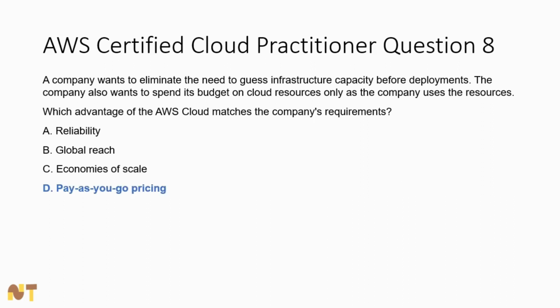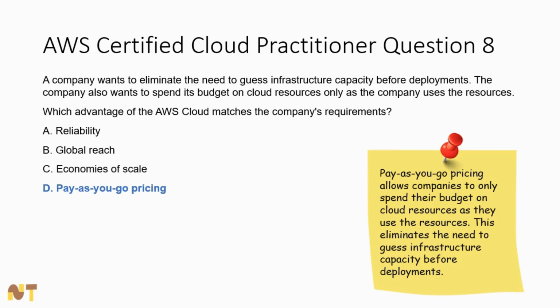Pay-as-you-go pricing, which allows a company to only spend their budget on AWS resources as they use the resources. This eliminates the need to guess the infrastructure capacity before deployment. So the correct answer is D. Pay-as-you-go pricing. Here is the next question.